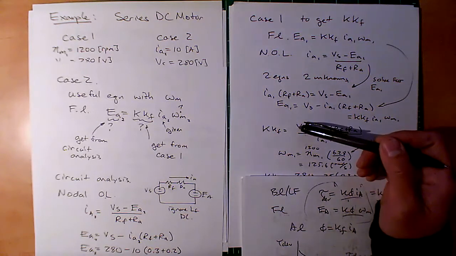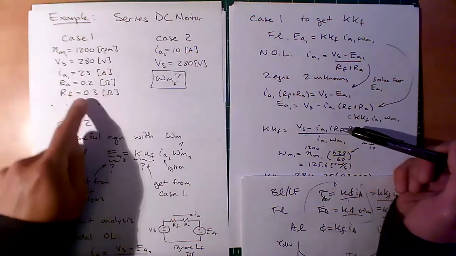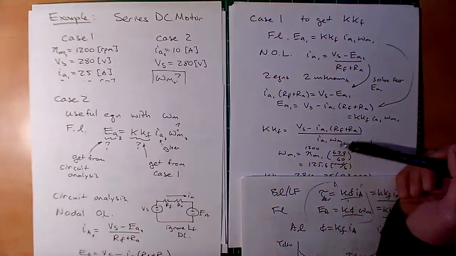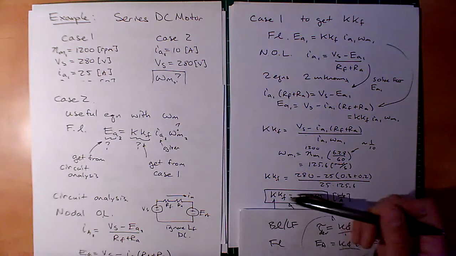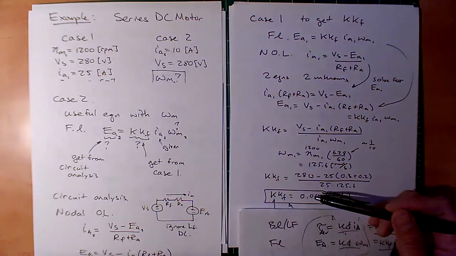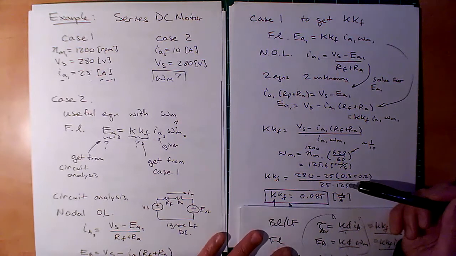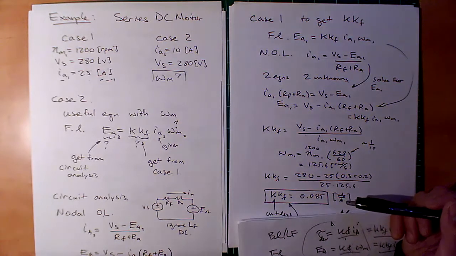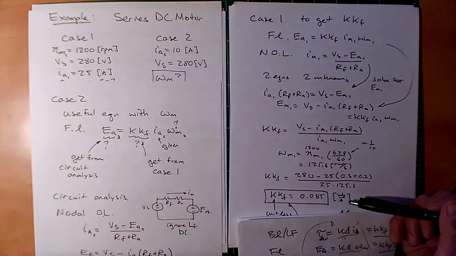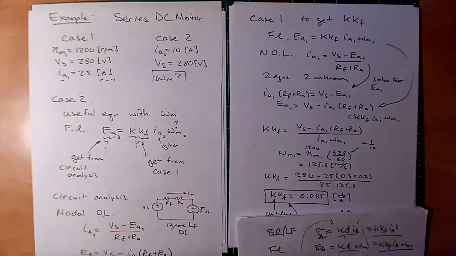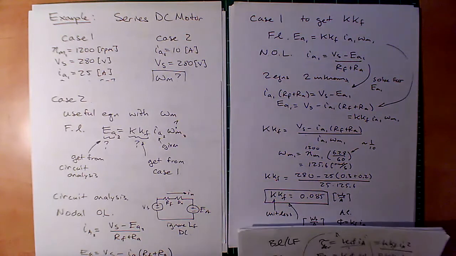Okay, this is 280. This is 25 now. This is 0.2 plus 0.3, 25, and 125.6 radians. Punch that into the calculator, and I get 0.085. And notice the units, Webers per amp, right? And you might go, why is it Webers per amp? Well, you could do the dimensional analysis, and I'll save it as an exercise for the viewer to figure out why that is true. Okay, all right. Oh, I have it written here.